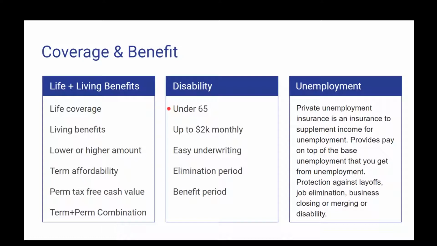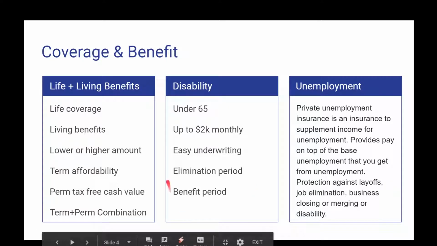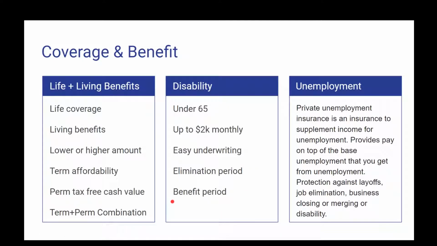It's mainly a good fit for people under age 60. If you go with $2,000 and below, it's a simple underwriting. You don't have to prove your income. We can play with the elimination period and the benefit period to save on premium cost.